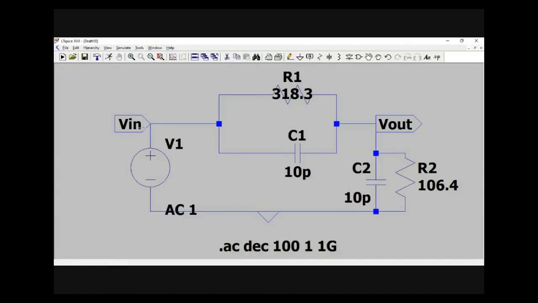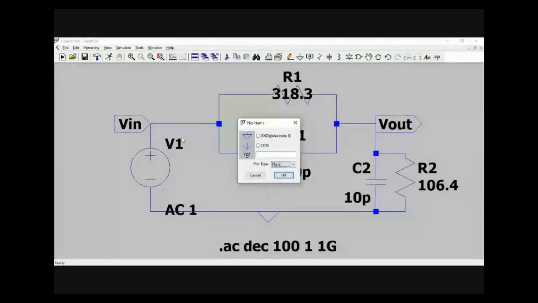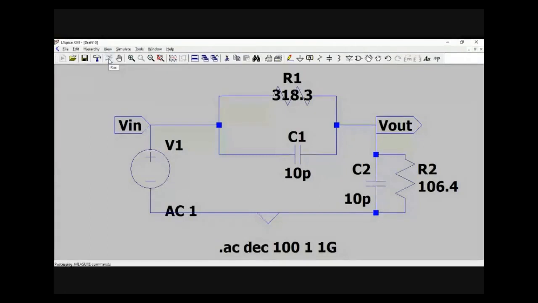And I have added labels here. This is how you will add a label. You can just write the name of the label, and you can select an input or output port. That way I have kept one label on the input side as Vin and one on the output side. Right. So after that, you have to just run the simulation.